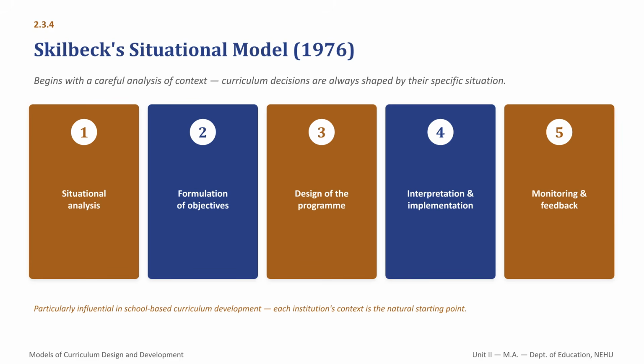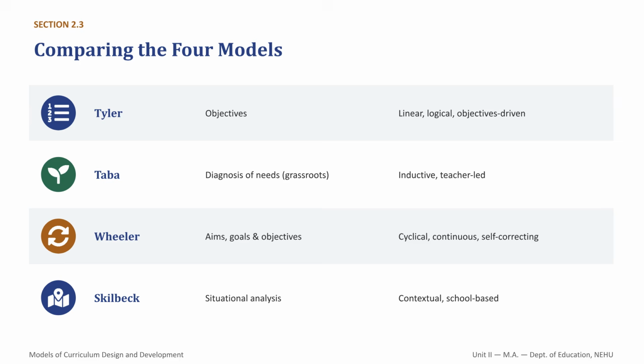It argues that curriculum decisions must begin with a deep analysis of the specific context of the institution, ensuring the plan fits the environment. This comparison table summarizes our four models. Tyler is linear, Taba is inductive and teacher-led, Wheeler is cyclical and continuous, and Skilbeck is situational and school-based.